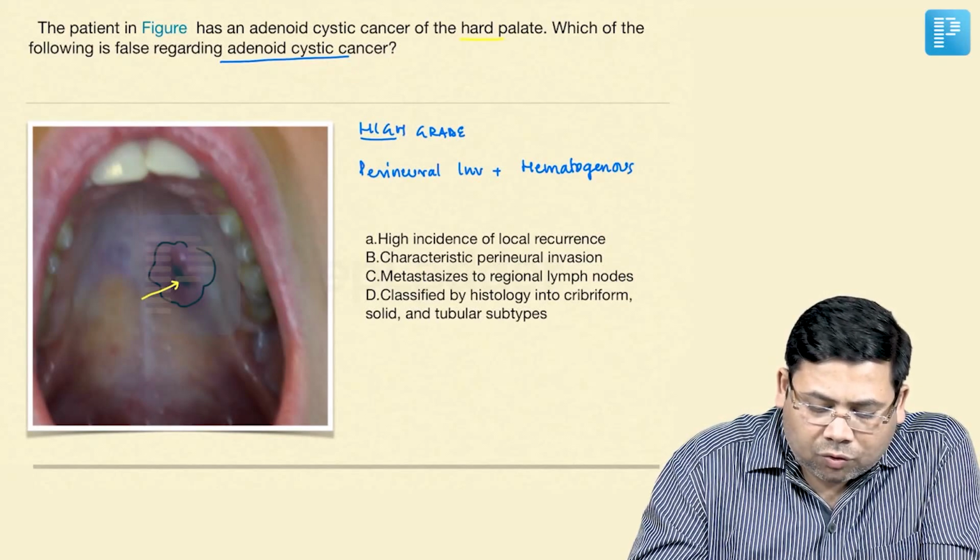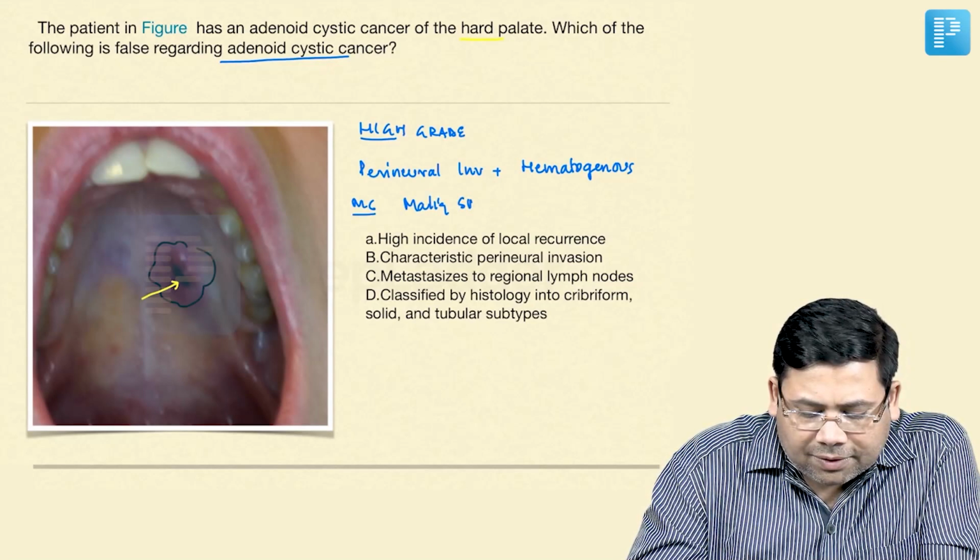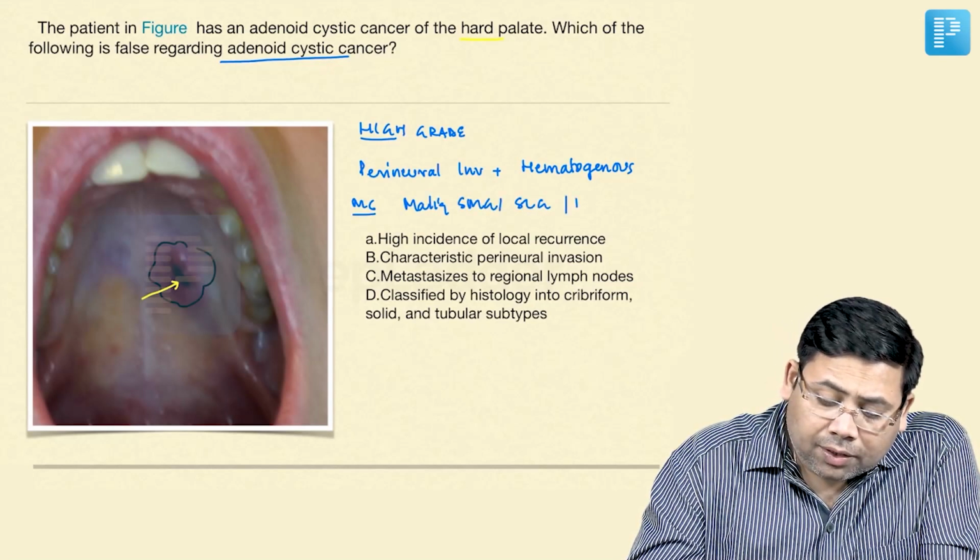It is the most common malignancy involving submandibular gland, sublingual gland, and also the minor salivary glands.